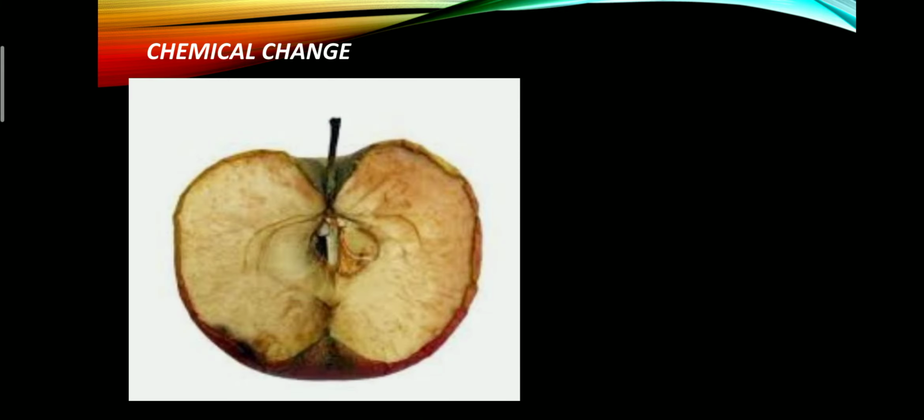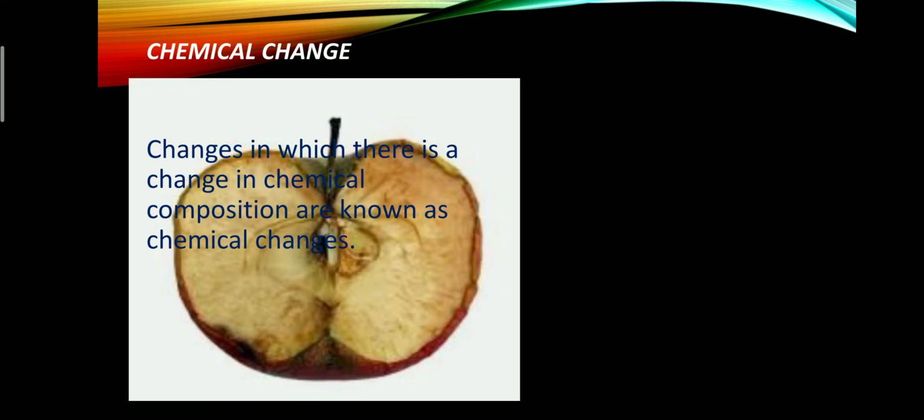So next change is chemical change. So changes in which there is a change in chemical composition of a substance, that change we will call a chemical change. So look at this apple piece here. In this piece of apple, what happens is the color changes. Okay, it becomes brown. It is due to the oxidation. That is, there is a chemical change. There is a change in the chemical composition here, which results in the change in color. So this is your chemical change.